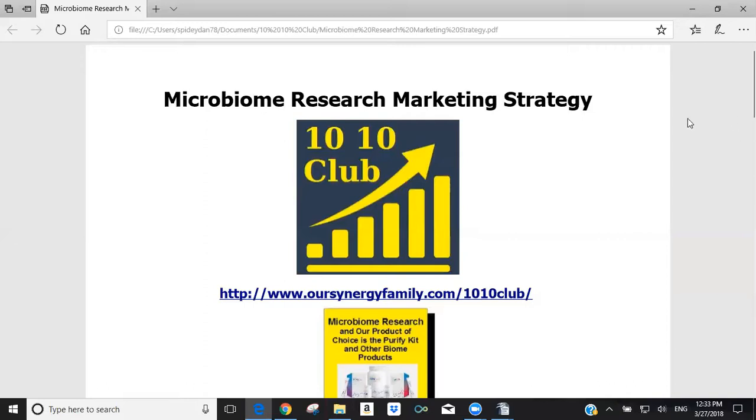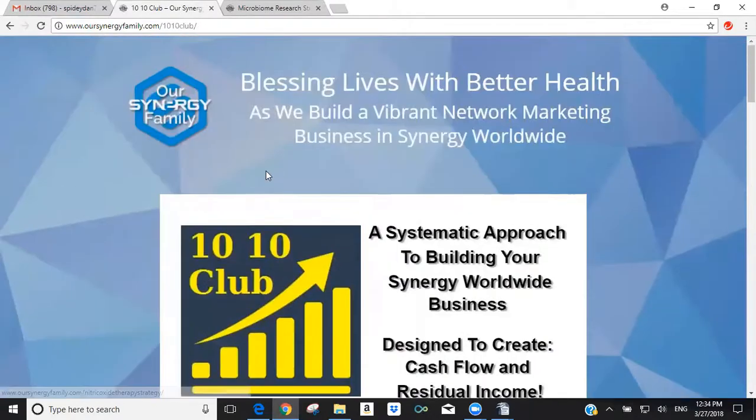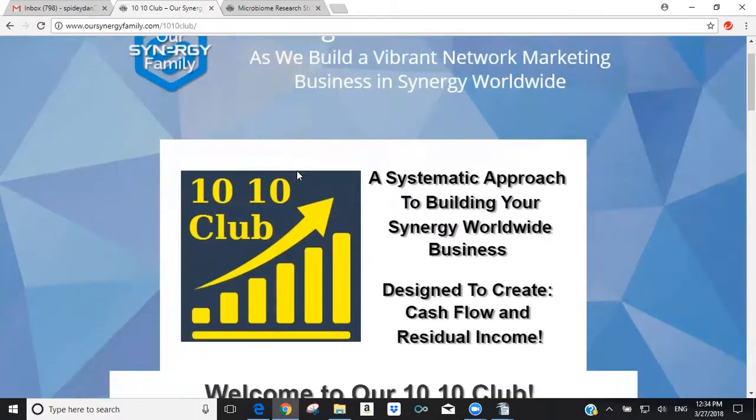And as you can see, there's this URL called oursynergyfamily.com/1010 club. That URL is always your starting point for you and anyone that's in your organization. If you click on that link or type that into your browser window, I've already got this pulled up, it will take you to the following page. This page is for our 1010 Club. It's a systematic approach to building your Synergy Worldwide business, and it's designed to help you understand how to create cash flow through customers and residual income through your distributors.